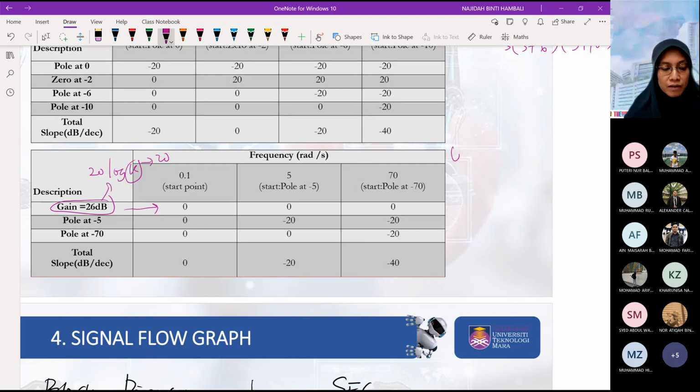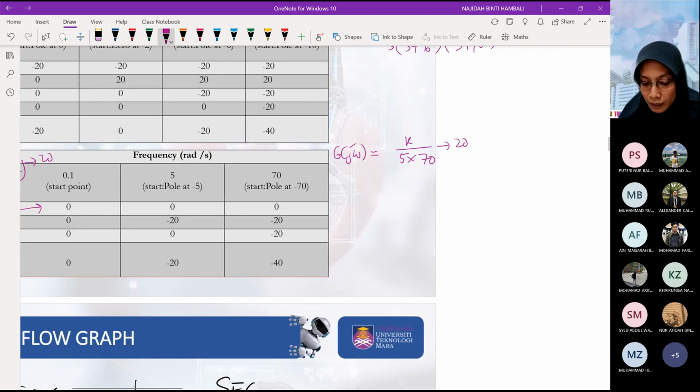Tak. Very good. Kenapa tak, Balkis? Sebab yang normal yang bahagi dengan 5 dengan 70. Very good. Good observer. Okay. So that one, dia ialah sebenarnya dalam frequency domain. So this one 20 tu tadi ialah K divide by 5 multiply with 70, then you dapat 20, then you buat 20 log K, you dapat 26 dB as your final constant numerator.